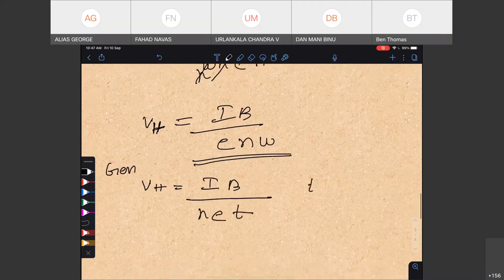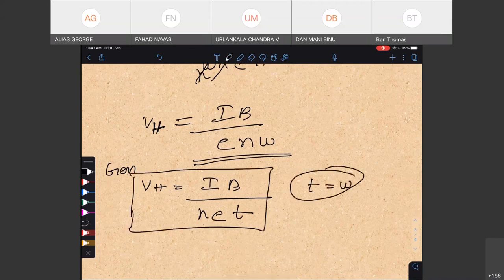Okay. So assume T is equal to W. In general, I will hold this equation. So this is the first equation. Okay.